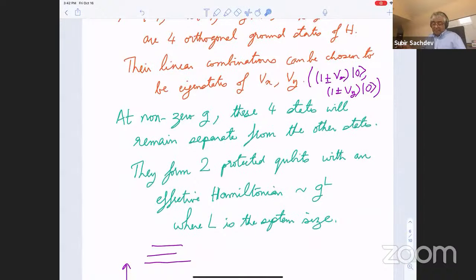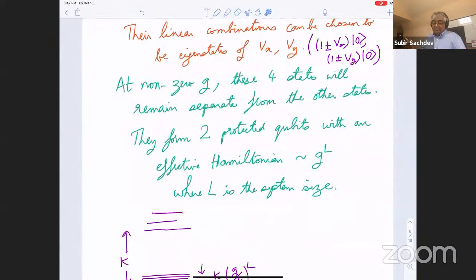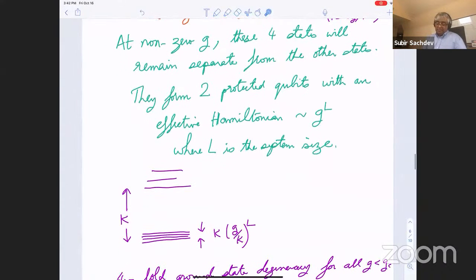Well, again, the argument is similar to the Wilson loop type argument. At G equals 0, they were separated from all other states. So really all I have to consider in doing degenerate perturbation theory is matrix elements of the Hamiltonian within these states. I don't want to go out of this manifold. So I have to ask, how large is the matrix element between two of these states?